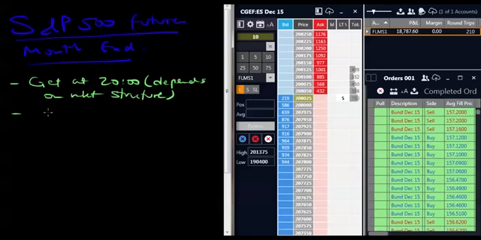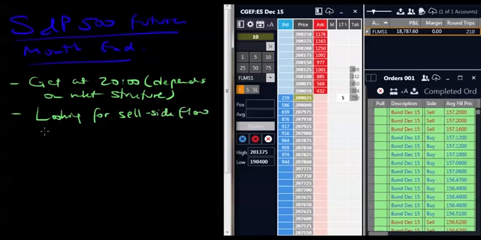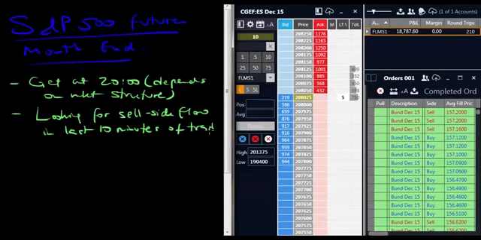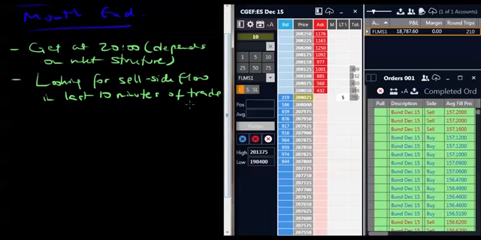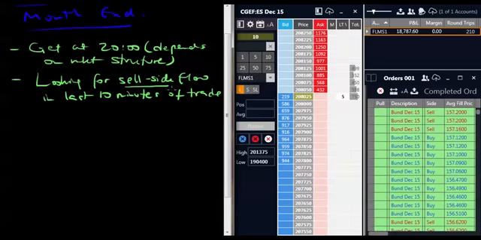However, we're looking for sell side flow in the last 10 minutes of trade. The cash market closes at 9 o'clock. We're looking at the last 10 minutes of trade. That's where all the volume comes into the market. We're looking for sell side flow.